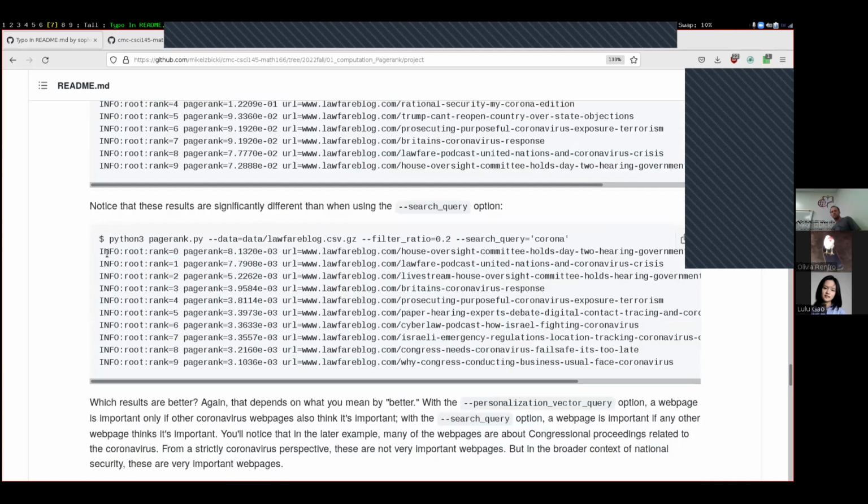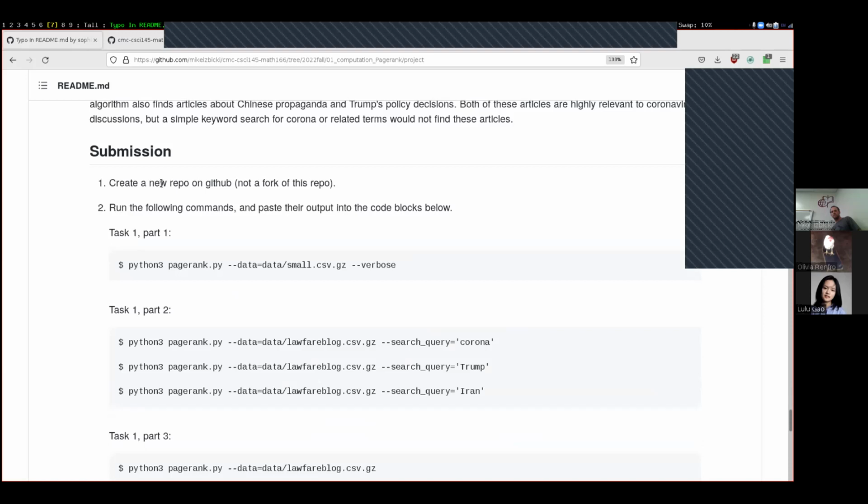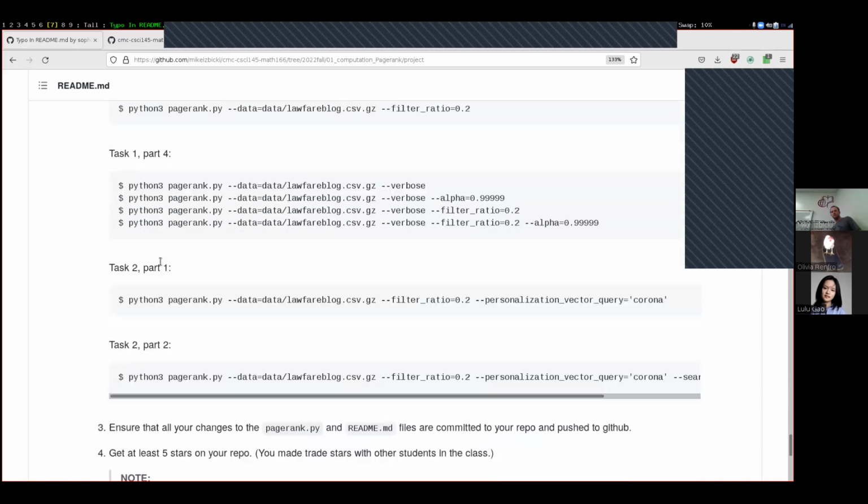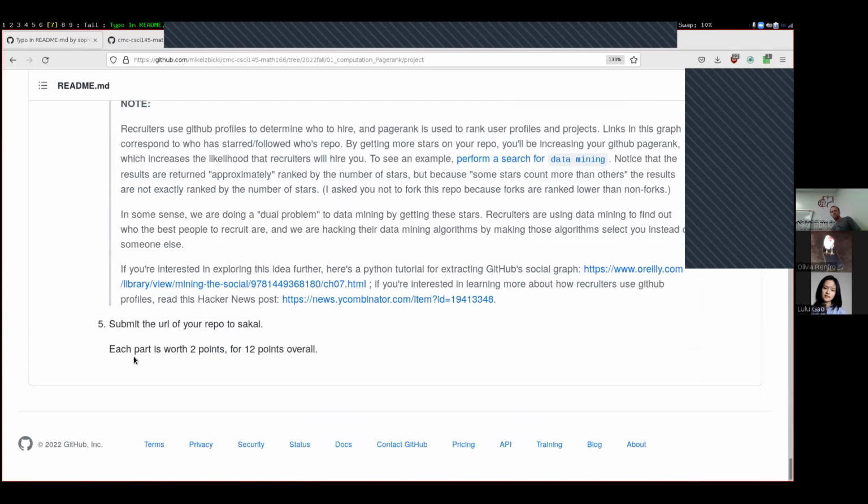For the actual submission for this assignment, you'll create your own GitHub repo. There's a bunch of commands that I want you to run, and you'll paste the output right here inside the README file so that I can look at it and see what your code did. And then you'll submit the URL of your repo to Sakai. Any questions just about the format of the project, what to expect, how to submit it?